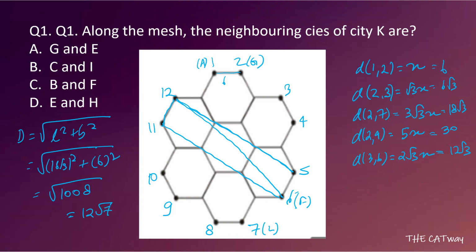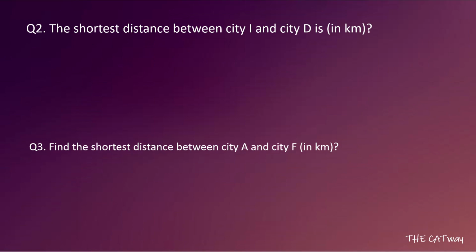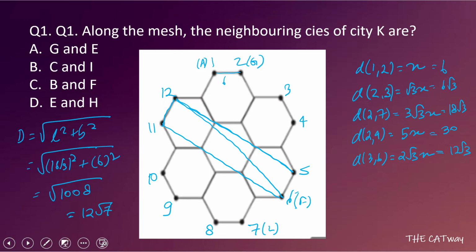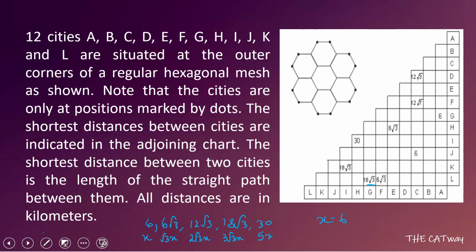So if we have F at 0, we can say that C will be at 12, because the distance between F and C is 12 root 7. Okay, so we can have C here. If we have C at 12 and we know that the distance between C and J is 6, we can say that J will come at 11. You can see it is given here that the distance between C and J is 6.